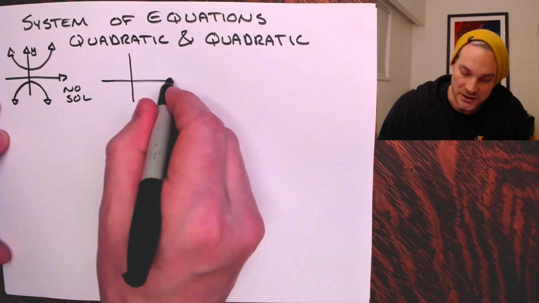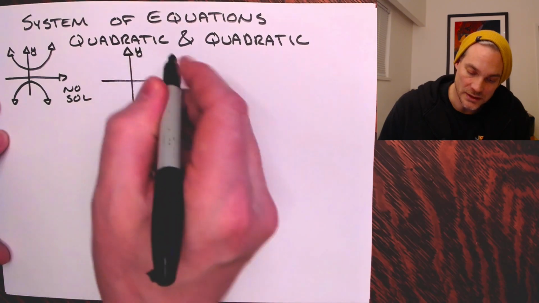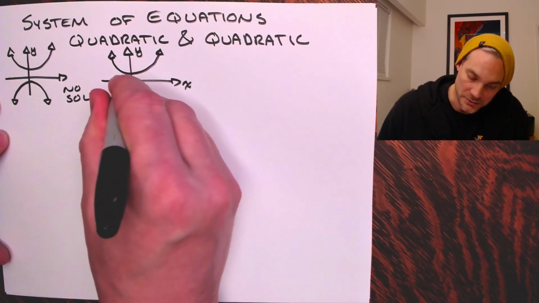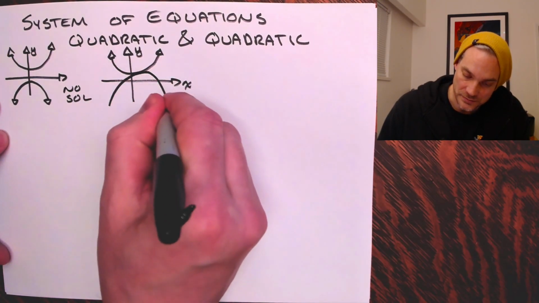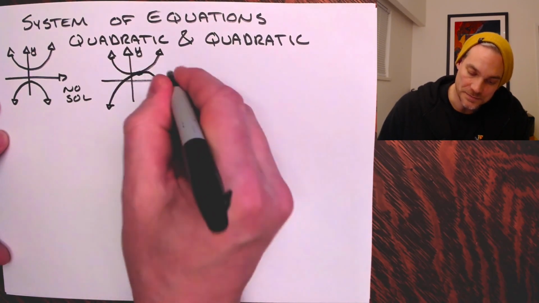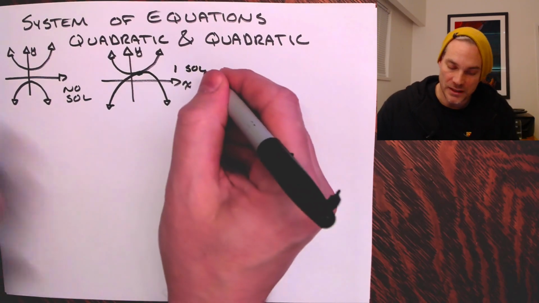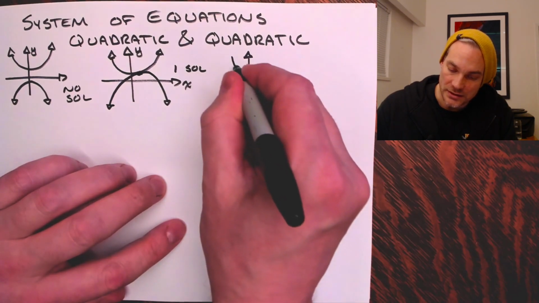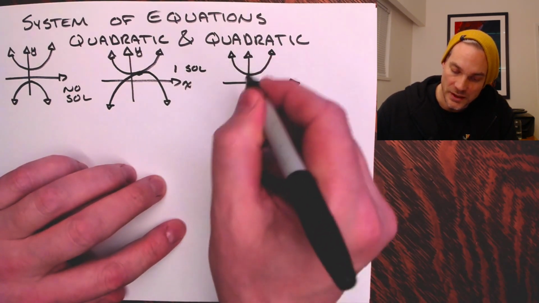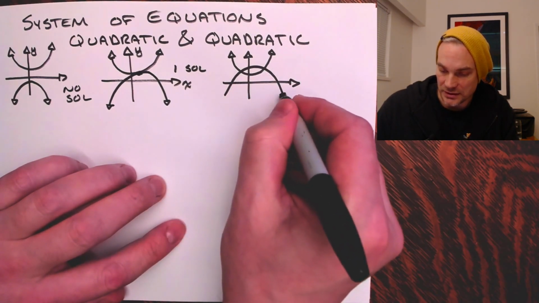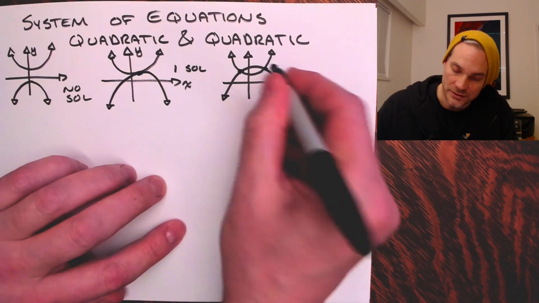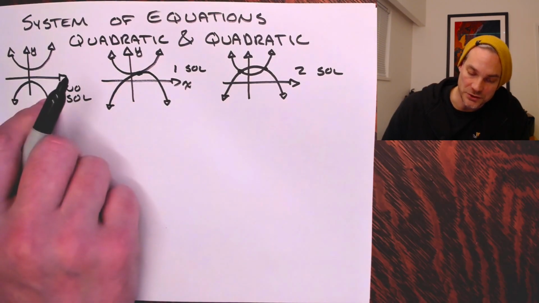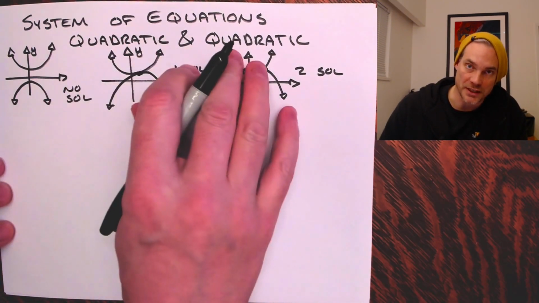Now, another possibility is that I have a parabola like this, or a quadratic, and another one, and it just touches it right here. So there's one solution. Now, there's another possibility, and that's the parabola here, and the other parabola goes like this. And we have two solutions. So those are the three types that you can have. You can either have no solutions, one solution, or two solutions for a quadratic system.